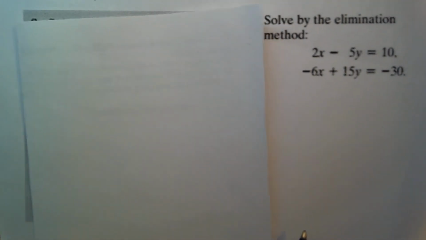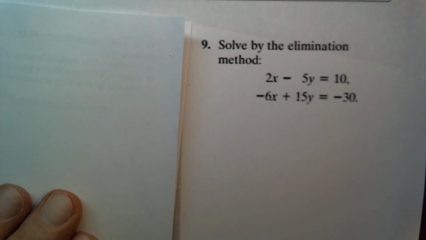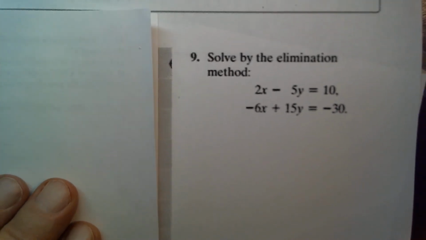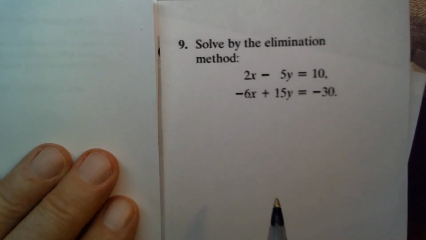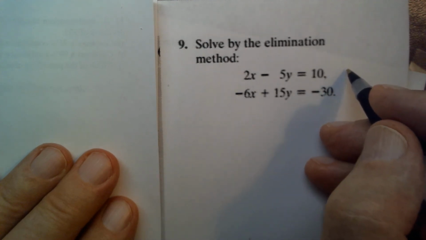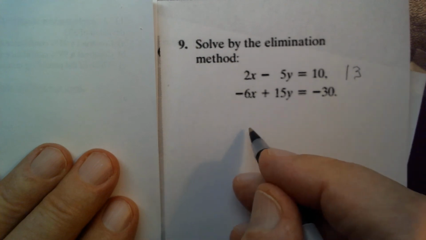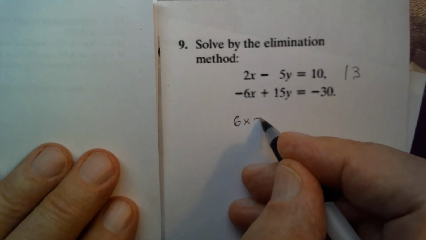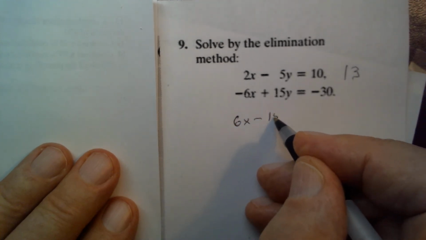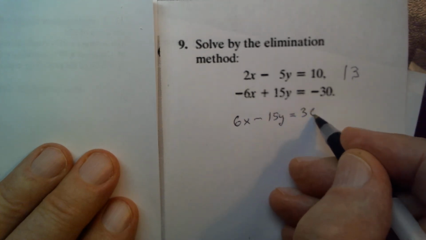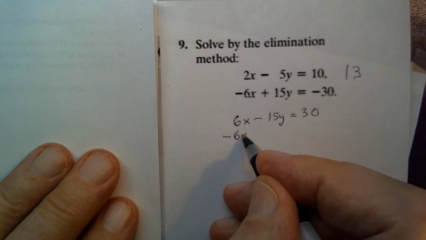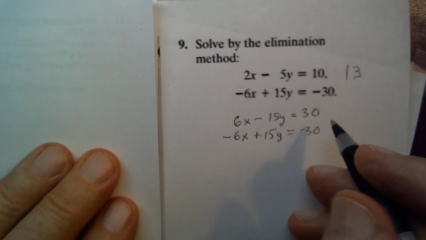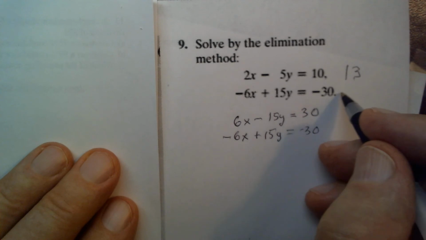Okay, similarly, let's look at the other system of equations here, number 9, and solve by the elimination method. So what we can do here is multiply, for example, the first equation by 3, and leave the second equation the way it is. We get 6x minus 15y equals 30. And the second equation was minus 6x plus 15y equals minus 30. So we didn't do anything to the second equation, but we multiplied the first equation by 3.